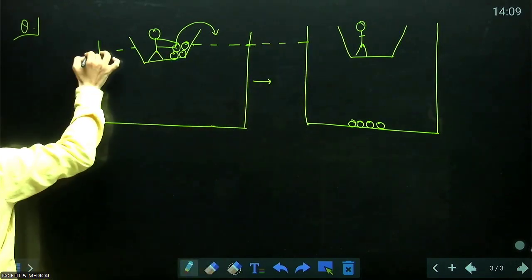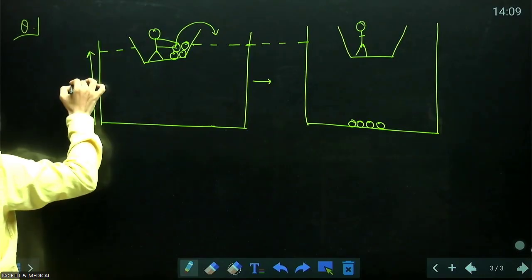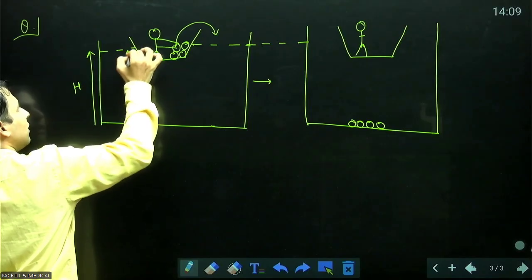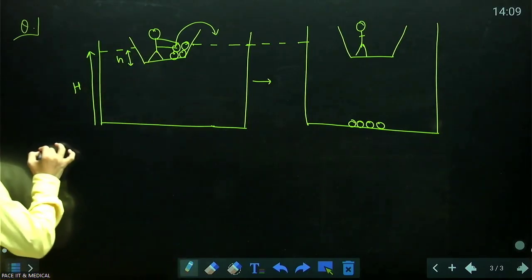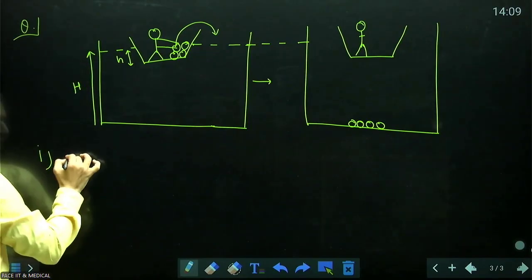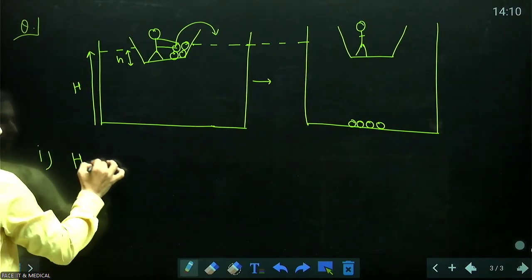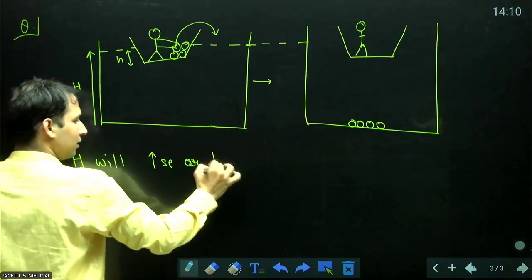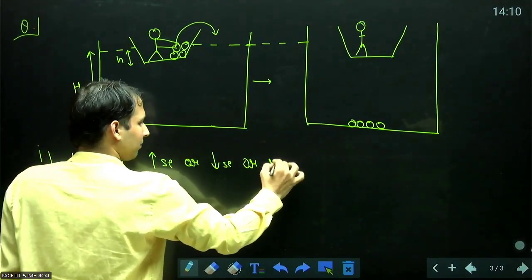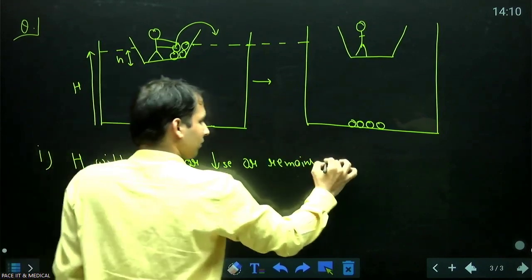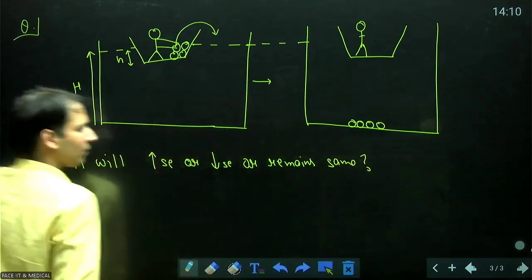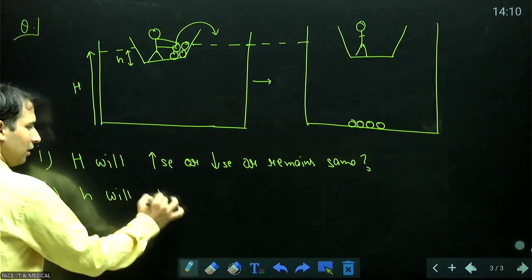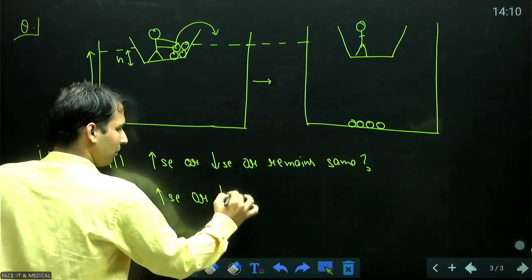This was the initial level. I will call it, let's say, capital H, and this was the immersed portion initially, let's say small h. So the first question is, in this question there are two parts. Capital H will increase or decrease or remain same. What will happen to capital H? Okay. Second question is small h, same question. It will increase or decrease or will remain same.